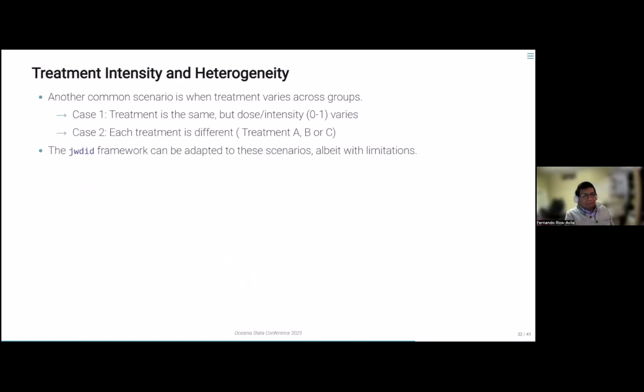Treatment intensity. Another common scenario that people ask about and usually request on how you can do this with the newer commands is, what if you want to do this for a treatment that is a dose, or you're trying to allow for different levels of intensity of a treatment. Specifically, let's say that you assume that your treatment goes from 0 to 1, and you want to consider that when analyzing the treatment effects. The other option is to say you just know that there are different treatments and you want to analyze all of them at the same time. JWDID allows you for both scenarios with some assumptions.